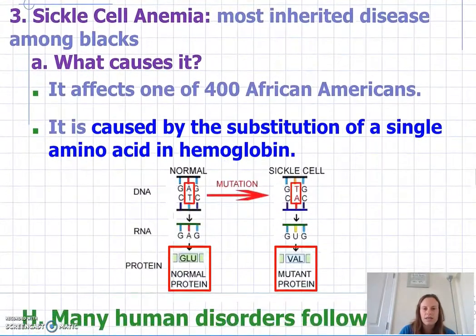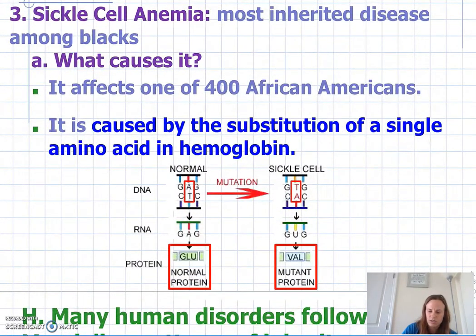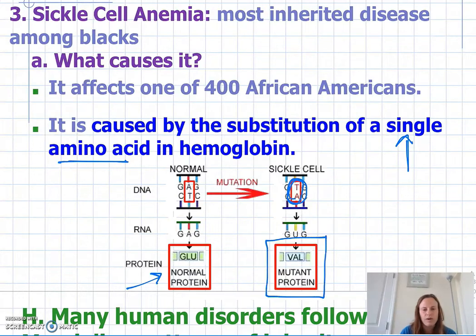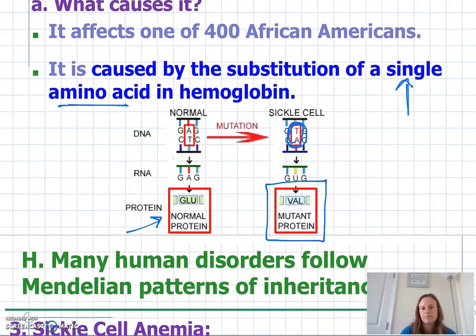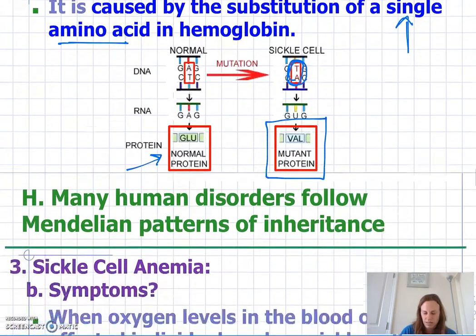Sickle cell anemia is caused by the substitution of a single amino acid in hemoglobin. So, for example, the normal amino acid that would be found in hemoglobin is glutamine. However, due to a mutation, the amino acid that gets coded for instead of glutamine is valine. This single amino acid substitution causes sickle cell anemia.